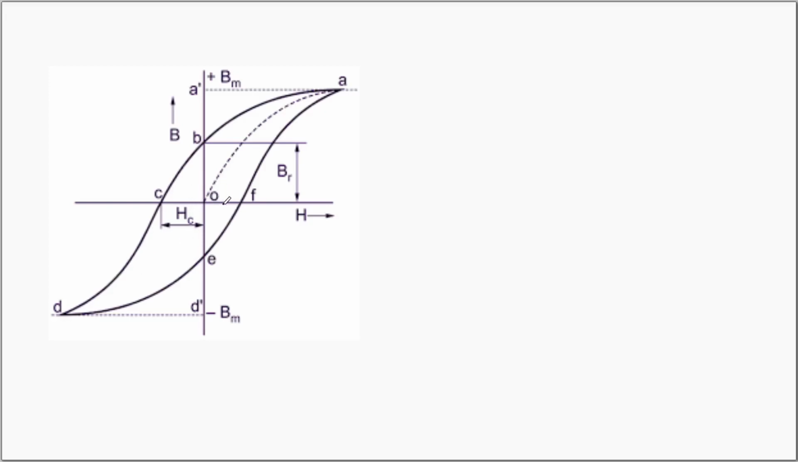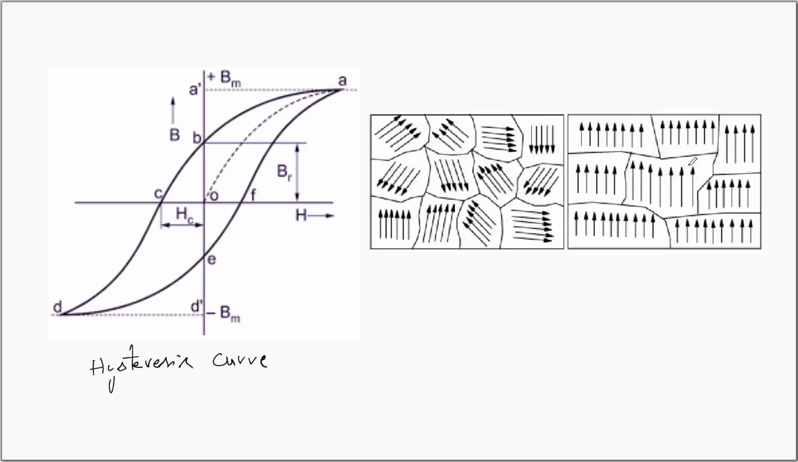In order to understand these losses, we shall look into a theory that is used to explain magnetism, which is known as Weiss domain theory. This is the hysteresis loop. In this diagram, there are two portions. This portion corresponds to the unmagnetized ferromagnetic sample, and this is a magnetized ferromagnetic specimen.